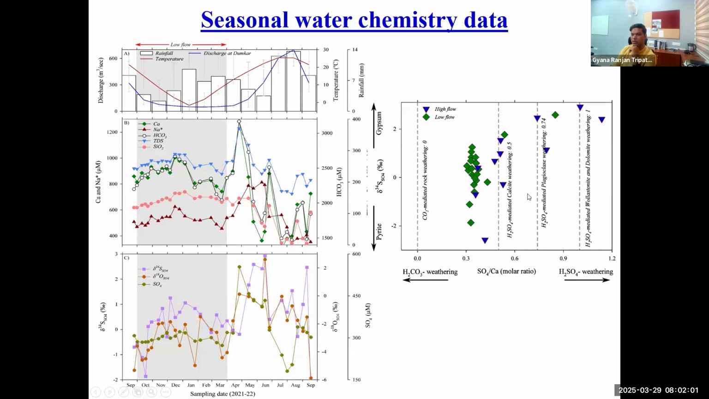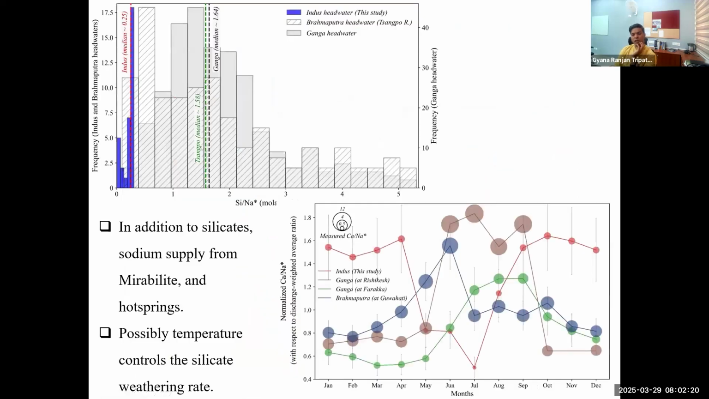Also, the delta 34S and sulfate by calcium, if we compare with various possible weathering, we see that they are actually having a contribution from sulfuric acid mediated calcite weathering. That value is much closer to the numbers that are observed for Leh. There is not only the pyrite oxidation; there are some interesting trends in Leh that have not been observed for the Ganga or Brahmaputra river system.